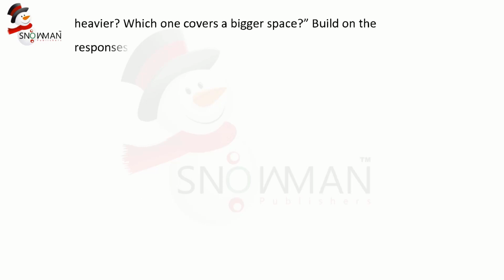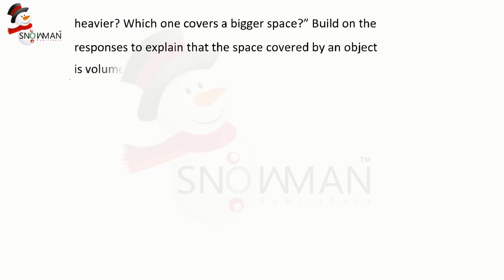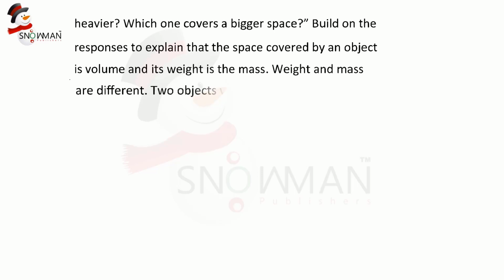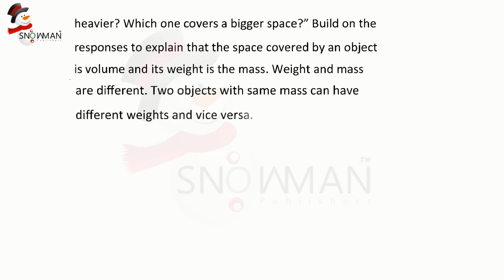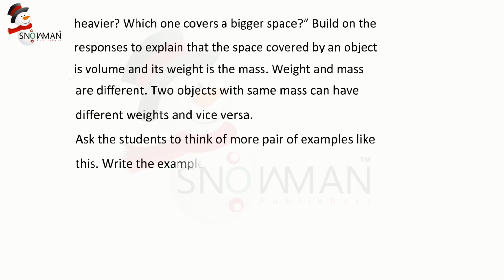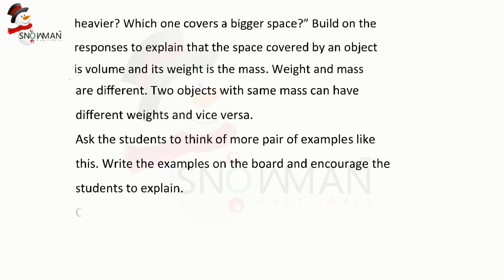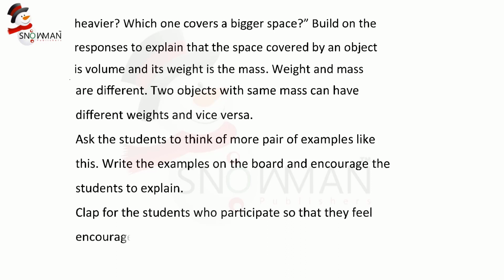Build on the responses to explain that the space covered by an object is volume and its weight is the mass. Weight and mass are different. Two objects with same mass can have different weights and vice versa. Ask the students to think of more pairs of examples like this. Write the examples on the board and encourage the students to explain. Clap for the students who participate so that they feel encouraged.